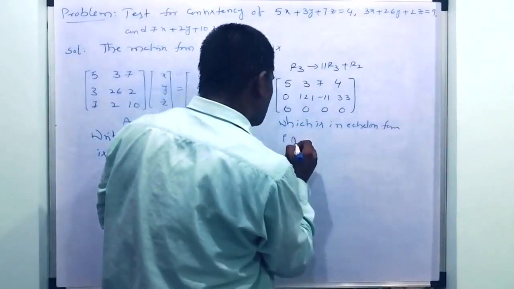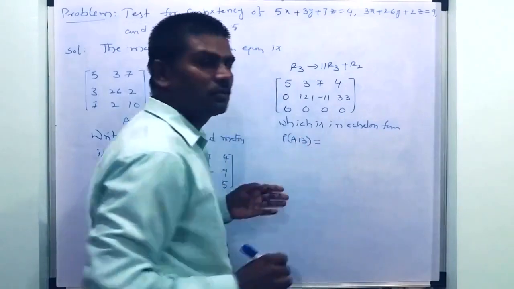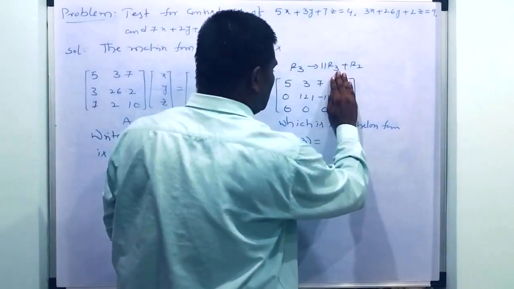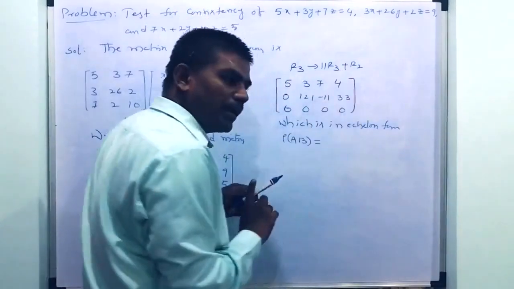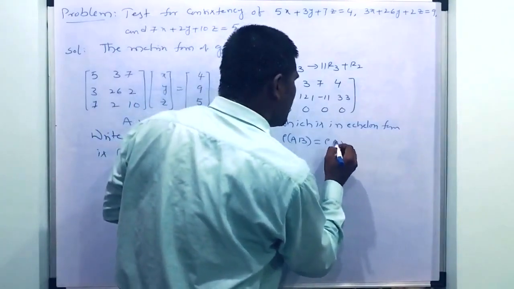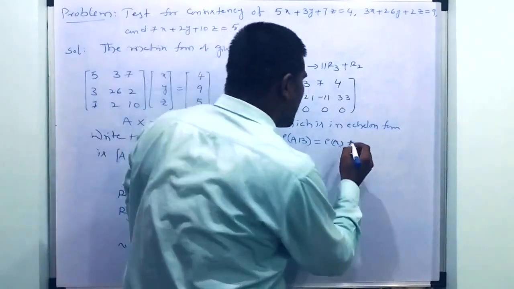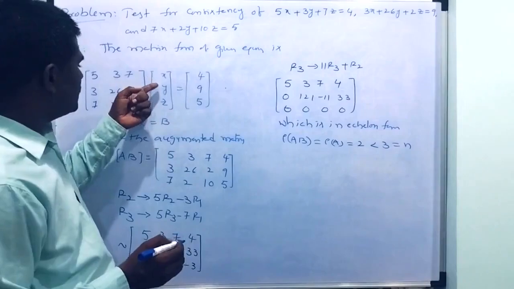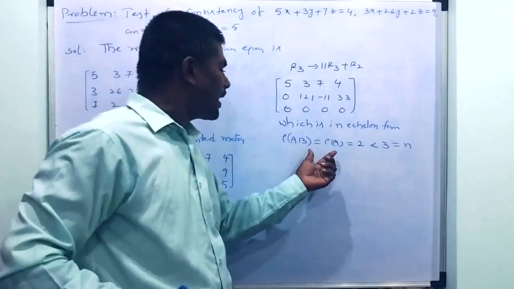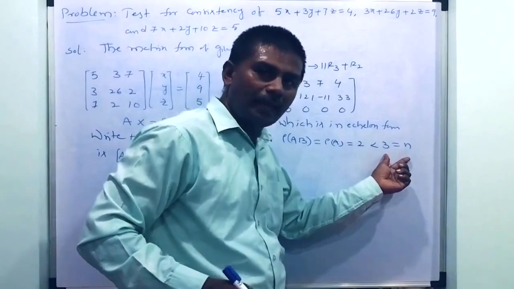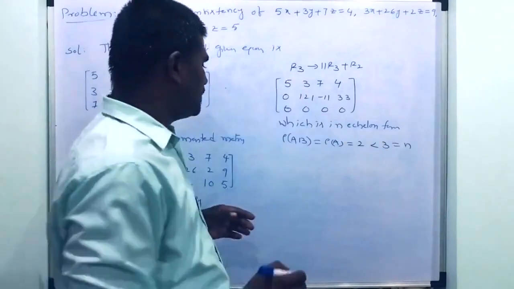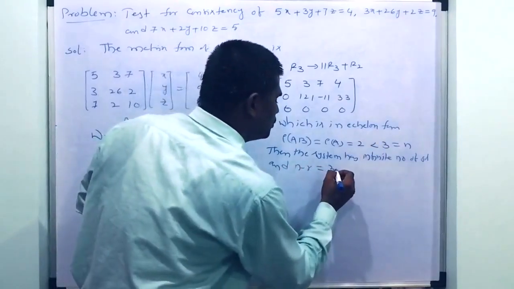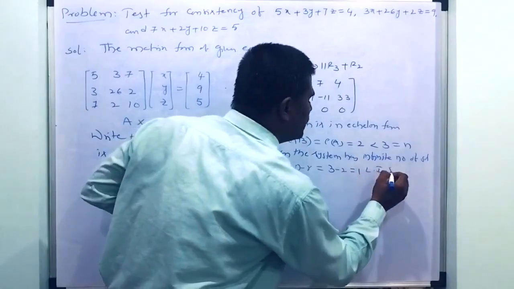So, rank of [A|B], how much? The number of non-zero rows is 2. And if you hide this column, then how many non-zero rows are there? 2 again. That means rank of A. That means rank of [A|B] is equal to rank of A, which is 2, less than 3, where 3 is the number of unknowns. That means rank of [A|B] is equal to rank of A less than n. Then the system has infinitely many solutions. n minus r, which is 3 minus 2, is one linearly independent solution.